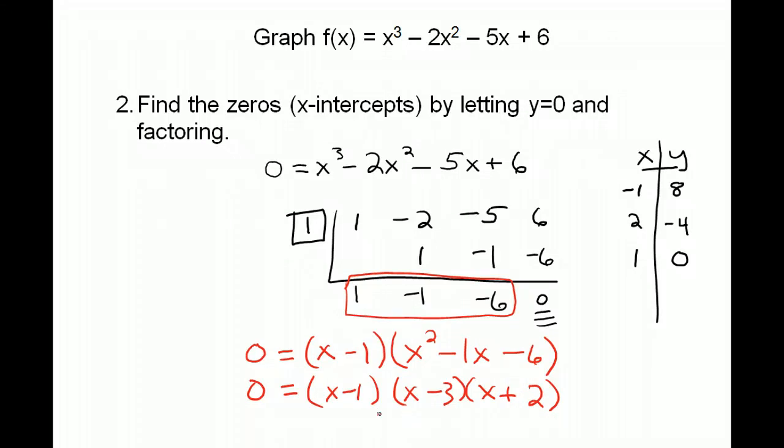Alright, from that I get my zeros, 1, 3, and negative 2. Now that also means over here I have the point 3, 0 and negative 2, 0 to go along with the other points that I have in my table. Okay, so let's look at number 3.